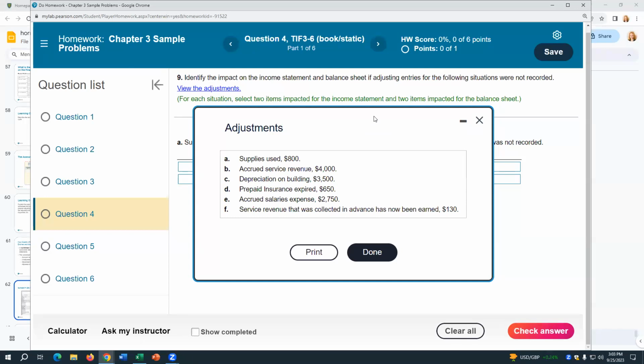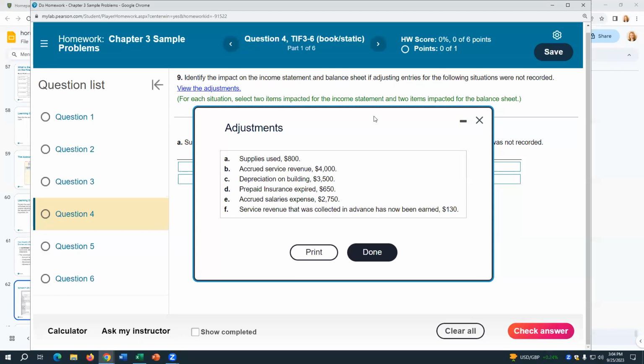I think we would credit supplies and debit the supplies expenses. Yep, so we would credit supplies and then we would debit supplies expense. So the supplies inventory account that we would be crediting or reducing, if we don't adjust it, what's wrong with that account? Let's say we bought $1,000 worth of supplies and we used 800, but we haven't recorded that we used those up. How does that affect our inventory account?